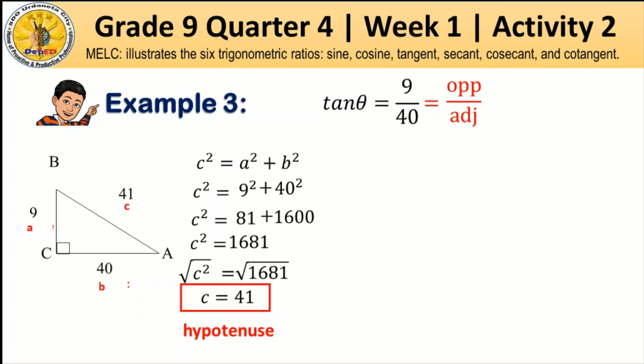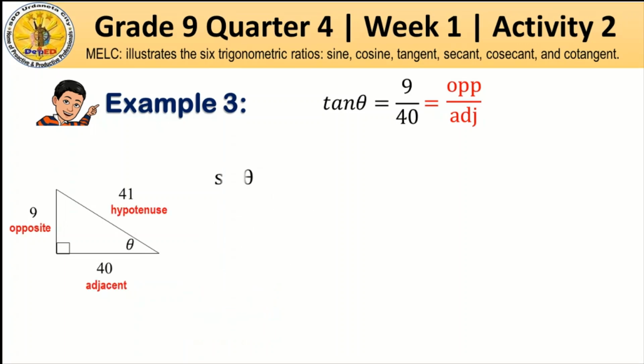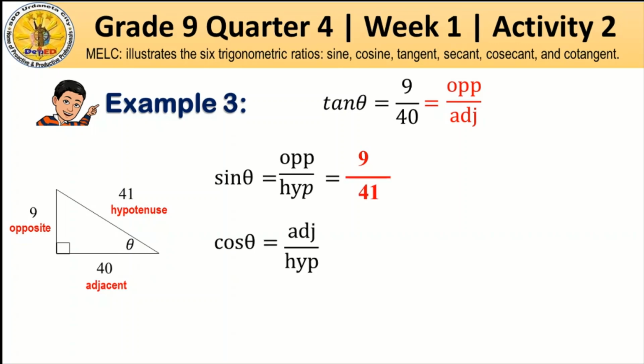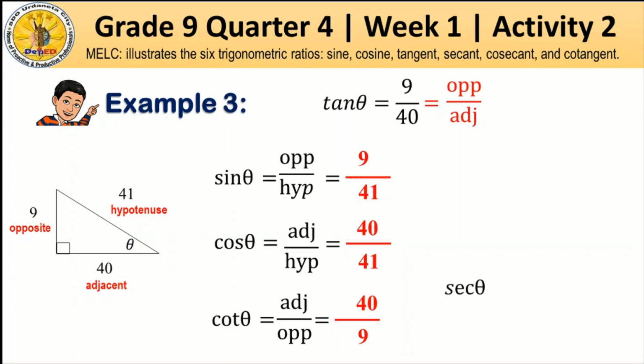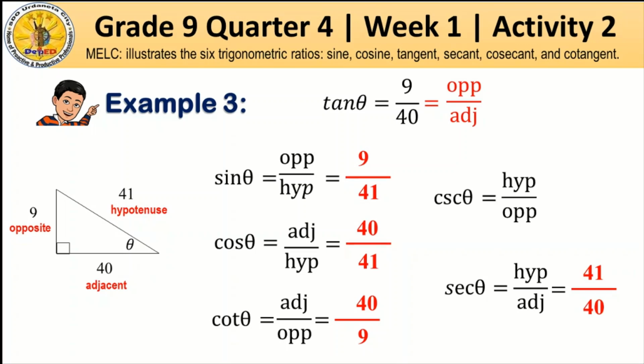Now we're ready to establish the other 5 trigonometric ratios, starting with sine theta, that is equal to opposite over hypotenuse, that is equivalent to 9 over 41. Cosine theta is equal to adjacent over hypotenuse, or that is 40 over 41. Cotangent theta is equal to adjacent over opposite, that is 40 over 9. Secant theta is equal to hypotenuse over adjacent, or that is 41 over 40. And cosecant theta is hypotenuse over opposite, or that is 41 over 9.